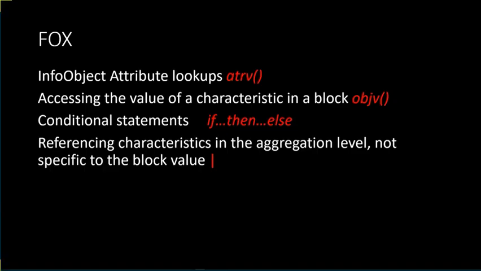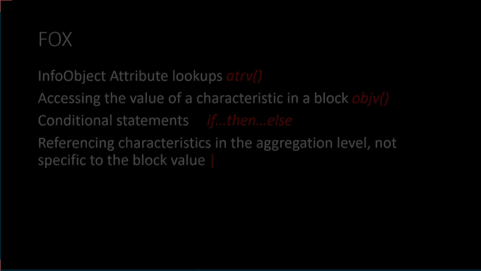and we will look at info-object attribute lookups, accessing the value of a characteristic in a block, conditional statements, and referencing characteristics in the aggregation level not specific to the block value.